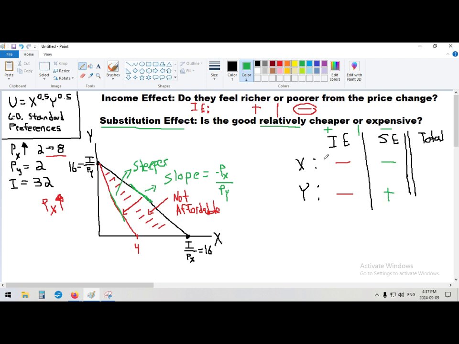So when you look at the total effect, it's pretty intuitive. When the price of x increases, you buy less in total. So you're going to have a negative for the total effect. And then for y, we have a negative and a positive. We can't figure it out just yet. That's the key thing about intuition, is just signing it out. But to figure this out, we'll have to do the math and solve it out.